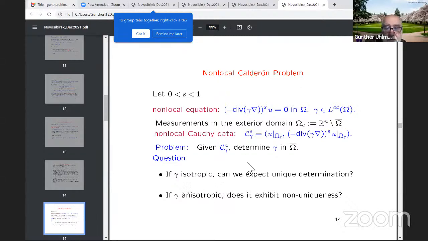Any change of variables of omega, this is for the standard Calderon problem. If there is a diffeomorphism of omega that is the identity at the boundary, then the push forward of this conductivity gives rise to a new conductivity that has the same electrical measurements. So is that the case for the non-local operator as well? Is there that invariance? And what are the results in this case?